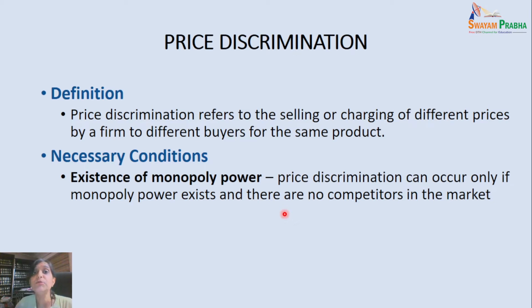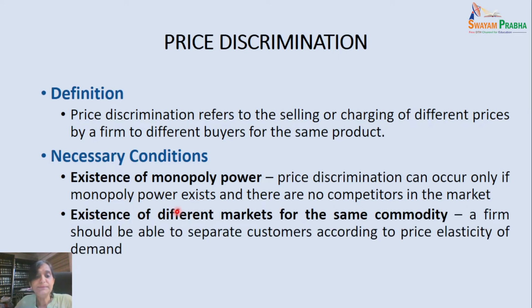Okay, there should be no close substitute. Otherwise, if I am being charged a different price and you are being charged a different price by the same seller and I have an option to go to another seller, then this means that this firm has lost its monopoly power. So it will not be able to do price discrimination. So price discrimination can occur only if the monopoly power exists.